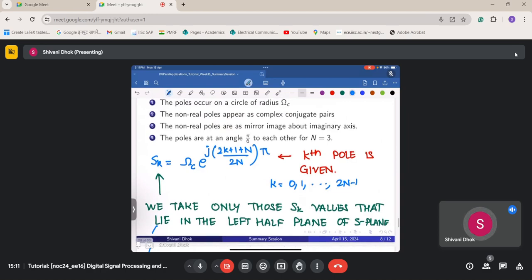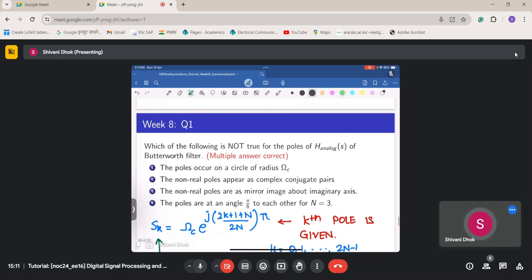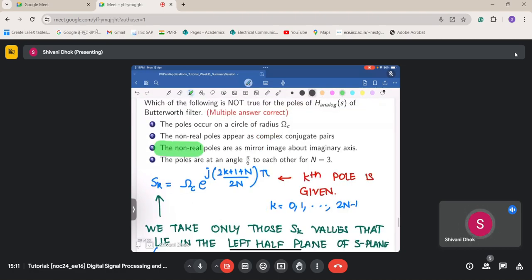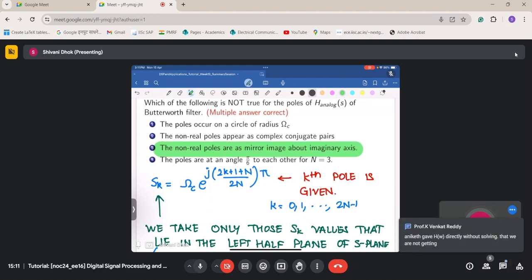So if it is just lying in the left half plane of my S plane, then we can't have any poles on the right half plane, which means that we can't get a mirror image for non-real poles about the imaginary axis. And we are asked which of the following is not true. So therefore, non-real poles being mirror images about the imaginary axis is not true. Non-real poles appearing as mirror images about the imaginary axis is not true, and therefore we can't have this coming into the picture. So this option is wrong.